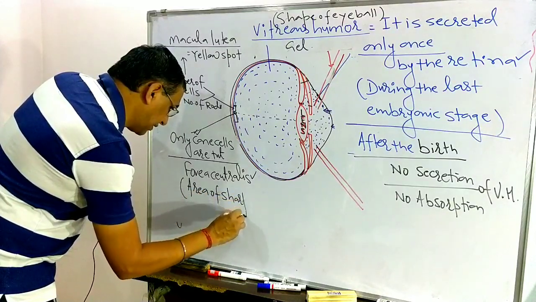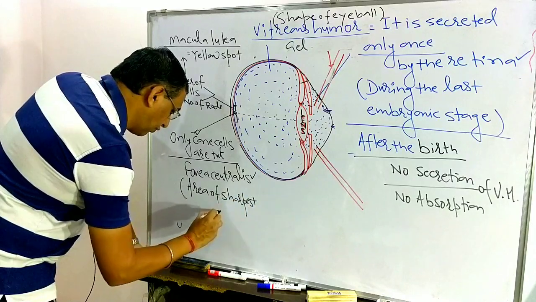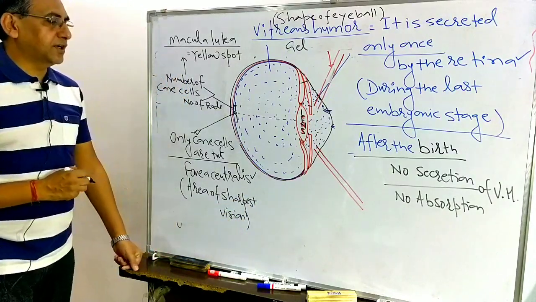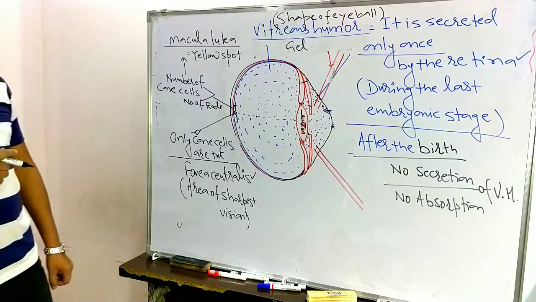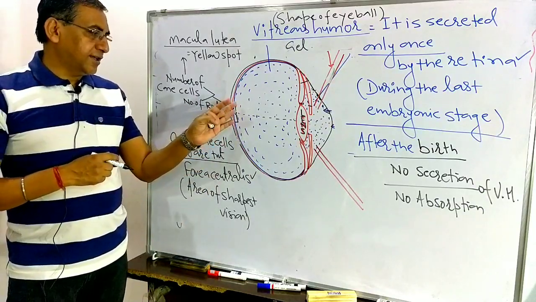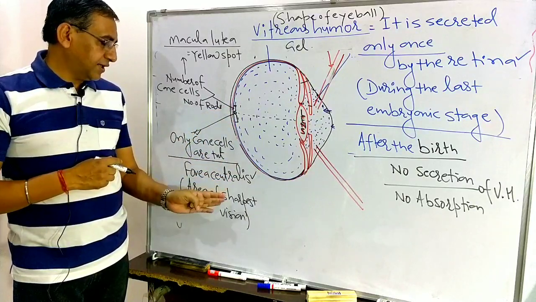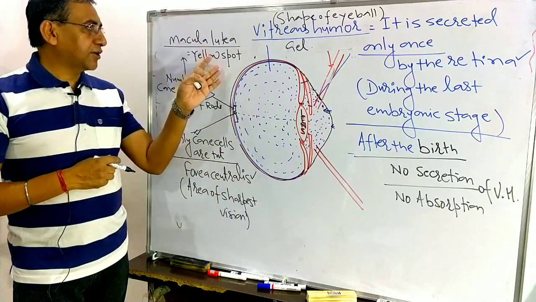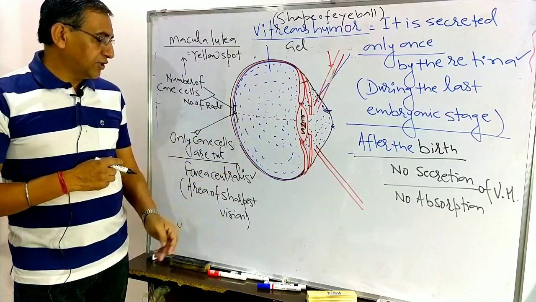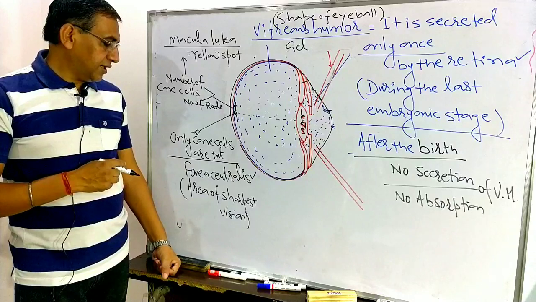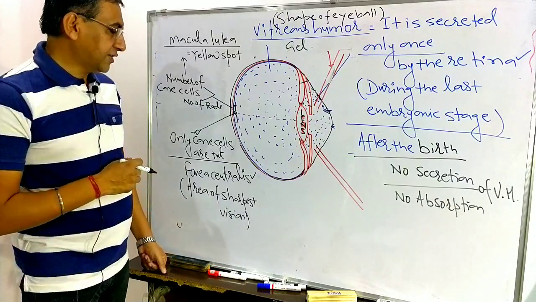The fovea centralis is the area of sharpest vision. It lies in the center of the macula lutea, the yellow spot in the retina, where only cone cells are present. That is the area of sharpest vision, known as the fovea centralis.